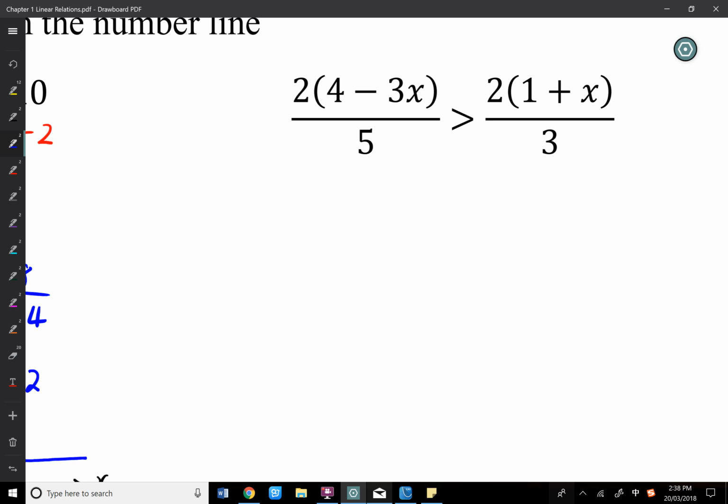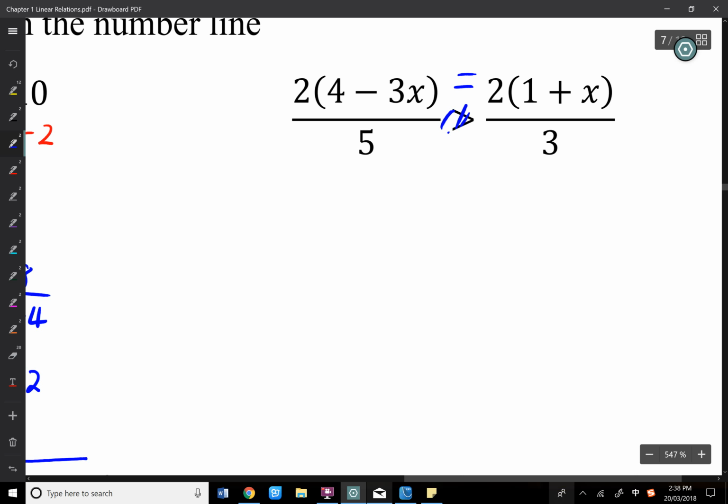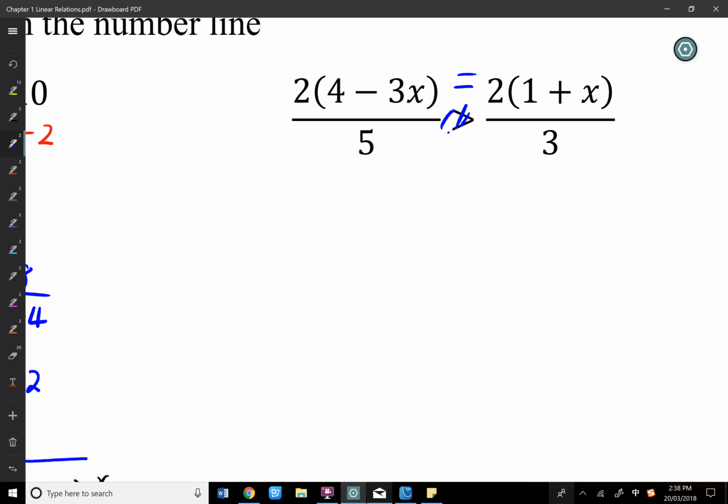Okay, next one. If this is an equation, what will we do? Cross multiply. Good. We can do cross multiplication if that's an equal sign. But there's a problem doing that for an inequality. That's what I want to say. Why can't we do cross multiplication? Can you tell me a reason? I'll tell you we can't do cross multiplication here, but why can't we do it?